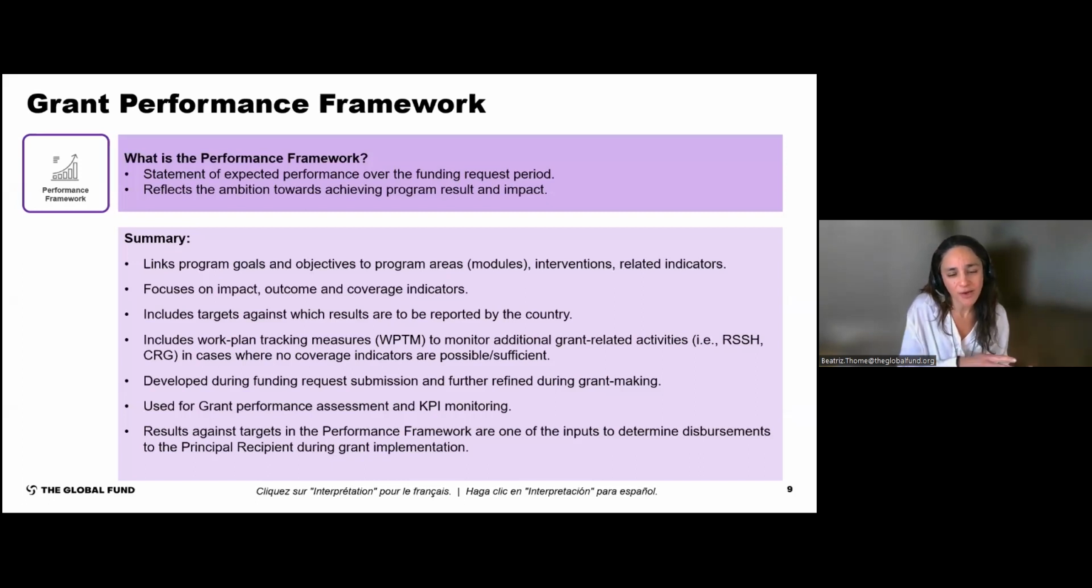The performance framework will have various stages during the grant cycle, but mostly there's a funding request stage. It will be submitted alongside the funding request application material, and it will be further refined during grant making. It can eventually be revised if there are grant revisions along the way. It will be used for grant performance assessment and KPI monitoring. Grant performance assessment will, of course, be key to the PRs, and also for KPI, so key performance indicator monitoring, alongside other data sources, of course, coming from other partners such as WHO, UNAIDS, etc.